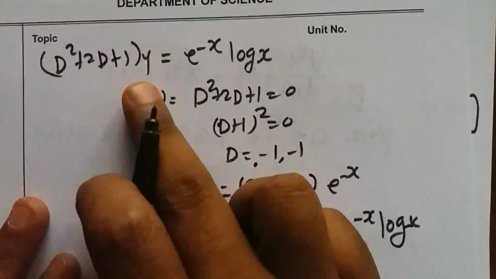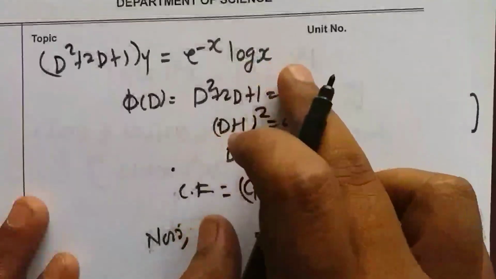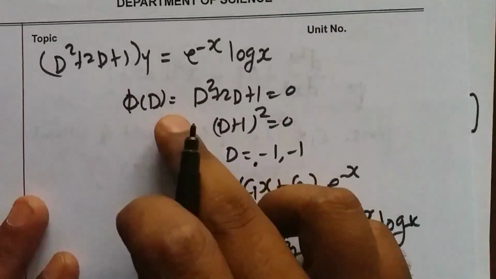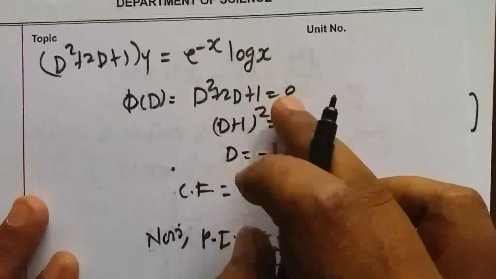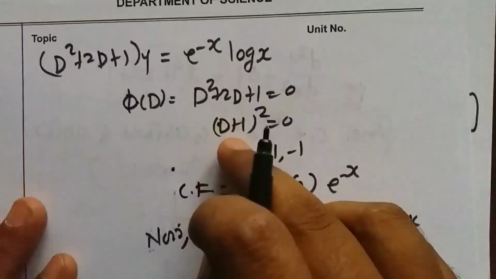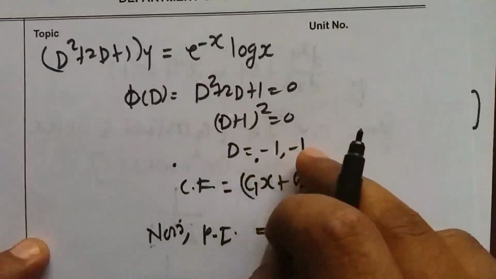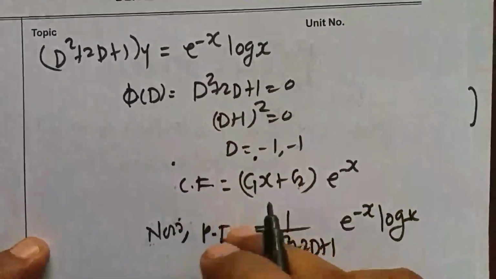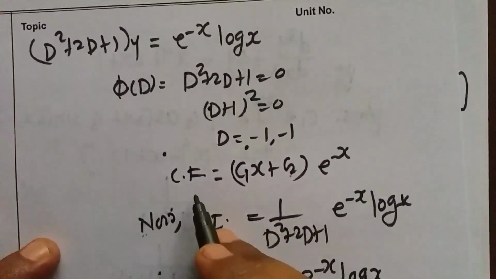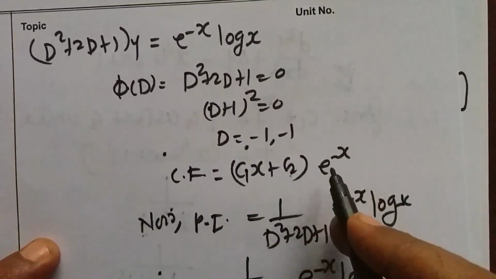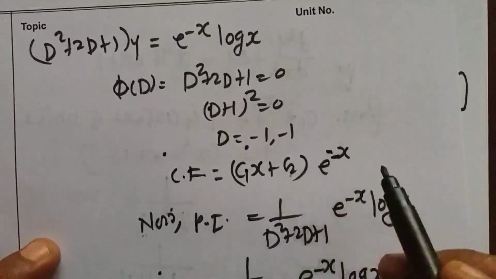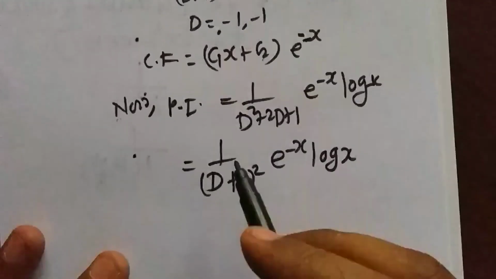D square plus 2d plus 1 y equal to e raised to minus x log x. So here phi of d is d square plus 2d plus 1 equal to 0, which is d plus 1 square. Hence the roots will be minus 1, which is repeated twice. So for repeated roots, the CF will be c1x plus c2 into e to the power minus x. Okay. Now we'll do the calculation for PI.